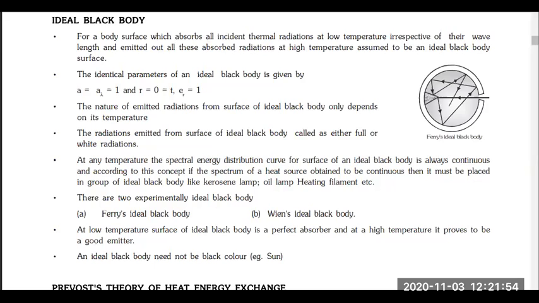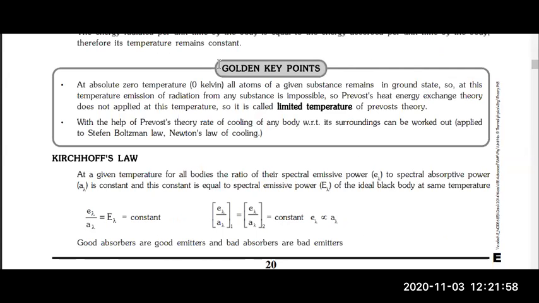Now, in this, we have one law that you have to remember, which is the ratio for any body. For any body at a given temperature, the ratio of spectral emissive power to the spectral absorptive power is constant. And that constant is called the spectral emissive power. This is one law which is called Kirchhoff's law. You have to remember this.